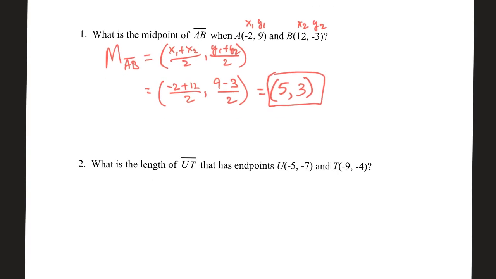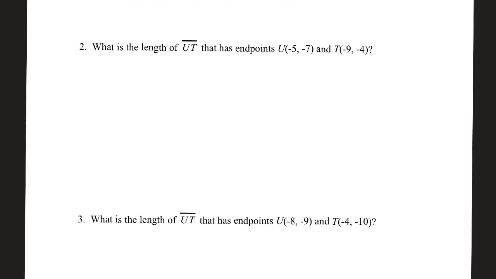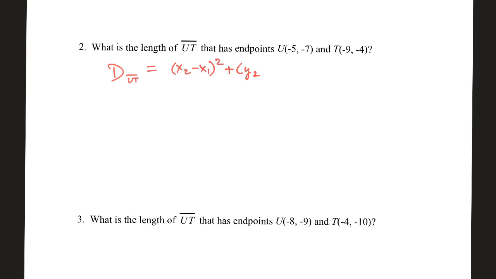That's just a little bit of review. Now we get into the new stuff. We want to find the length of UT that has those endpoints. Whenever you see length, you automatically think distance formula. So the distance, again, you put the line notation in the subscript, and let's remind ourselves what the distance formula is. It is x2 minus x1, that quantity squared, plus y2 minus y1, that quantity squared, and all under the radical.